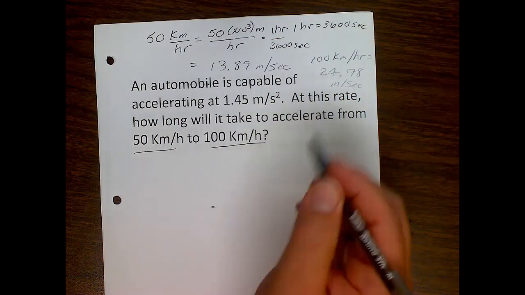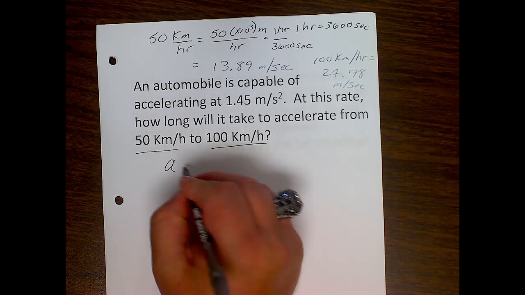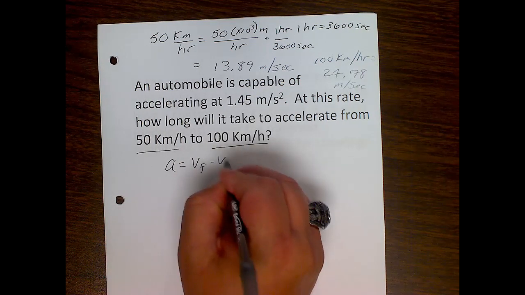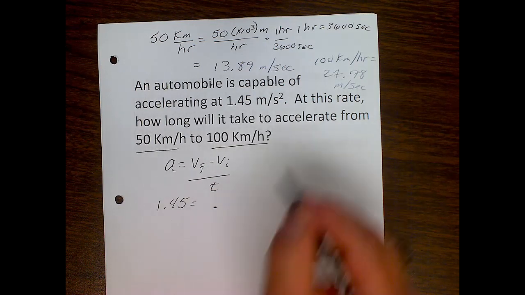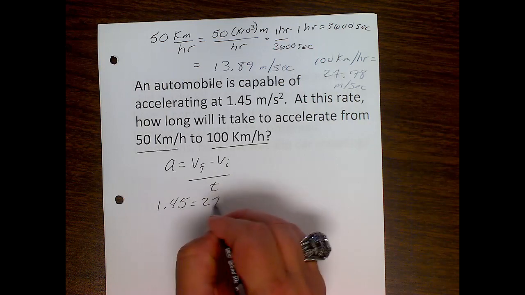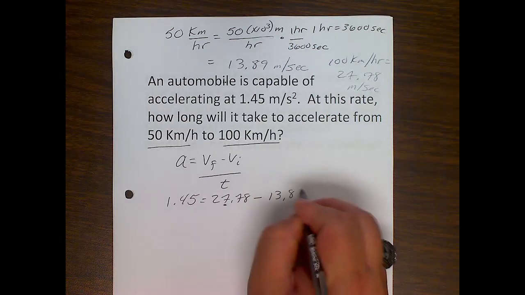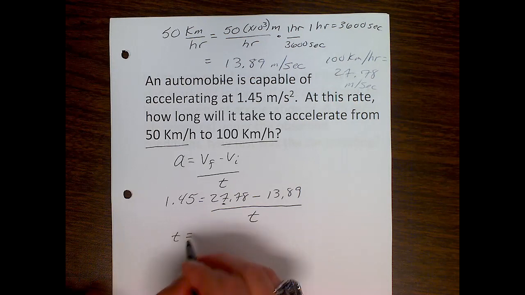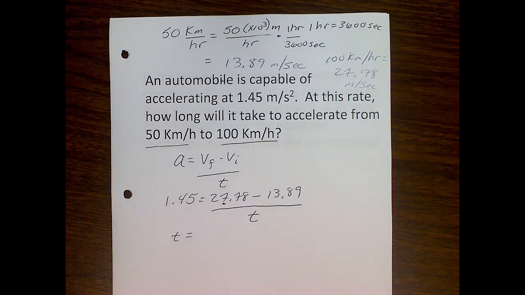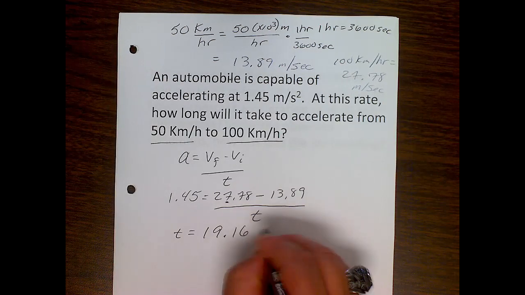I had to change pen, sorry. So now, acceleration is equal to Vf minus Vi over t. I know my acceleration is 1.45. My final speed is 27.78. My initial speed was 13.89. And I'm looking for my time. So that my time is simply going to be 19.16 seconds.